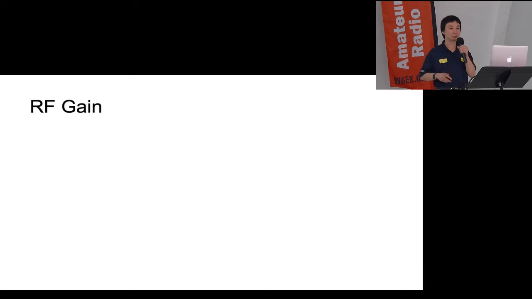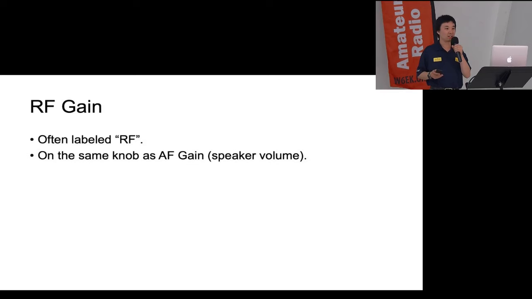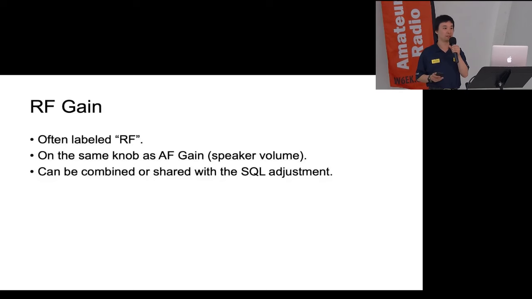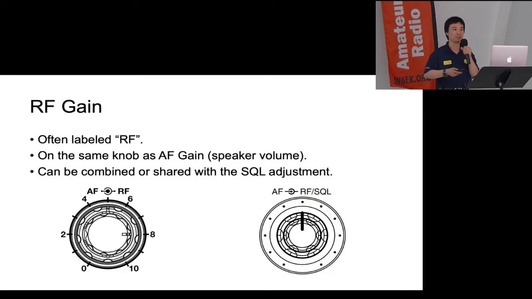So the first control we're going to talk about is RF gain. On the radio, it's often labeled RF. It can often be on the same knob as the volume or the AF gain. Or it can also be combined or shared with the squelch adjustment, depending on what make of radio you have. So here's a couple of examples. On the left, you see it's a dedicated knob shared with the volume. On the right side, it's a combined RF and squelch knob.